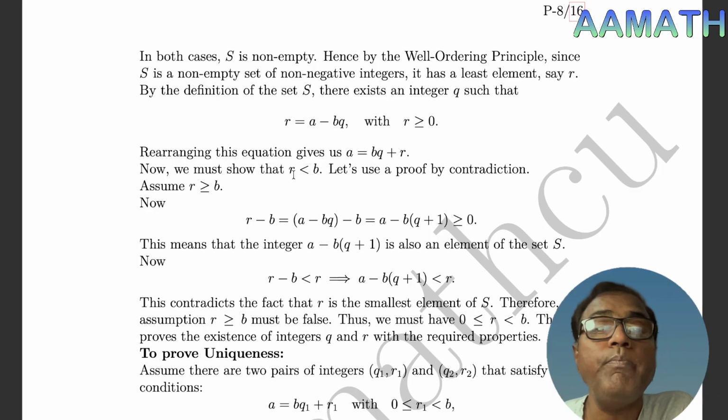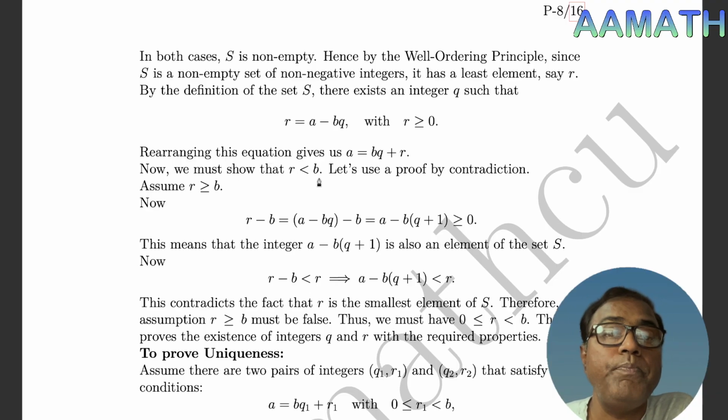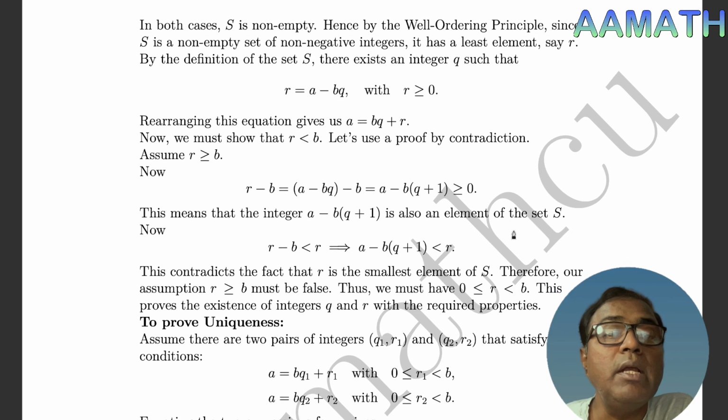Now we must show R less than B. Let's use a proof by contradiction. Assume R greater than or equal to B. Now R minus B equals A minus BQ minus B, which is A minus B common, Q plus 1 in brackets. This is greater than or equal to 0. This means that A minus B(Q plus 1) is also an element of the set S.